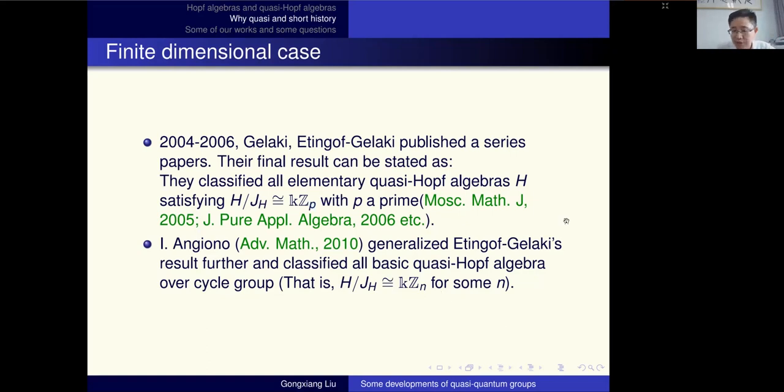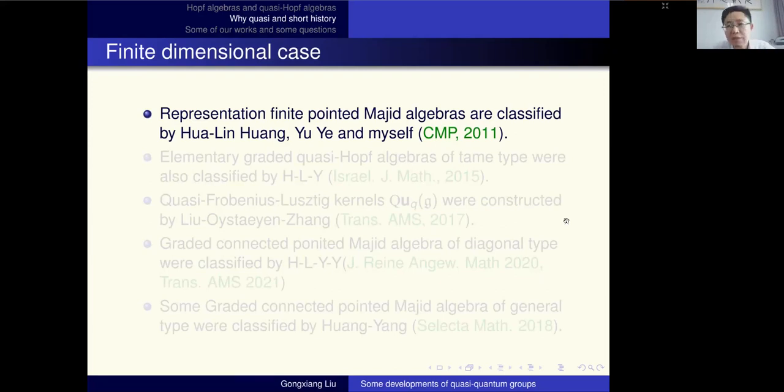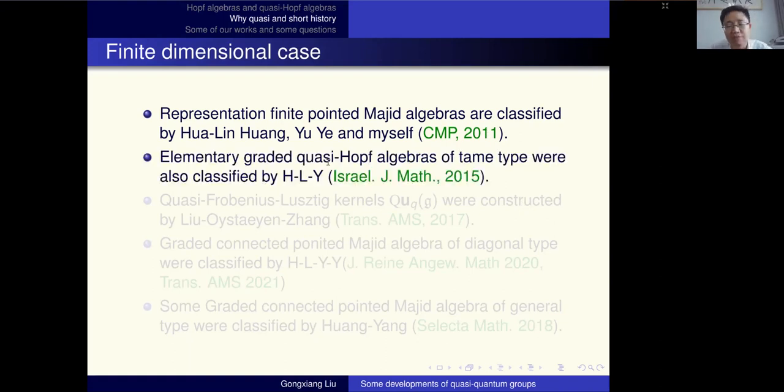Next, we did some work in this direction. At first, when we considered this question, we wanted to classify the quasi-quantum groups according to their representation type. In my PhD thesis, I researched classifying Hopf algebras according to representation type. So we wanted to generalize such an idea to quasi-Hopf algebras, and we had some success. For example, for representation-finite pointed modular algebras, we can classify them. And also for tame type, we can also classify them.